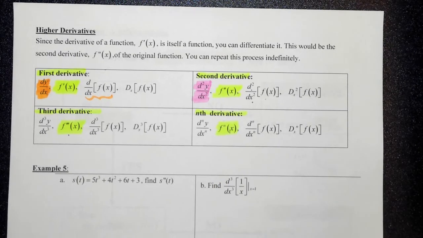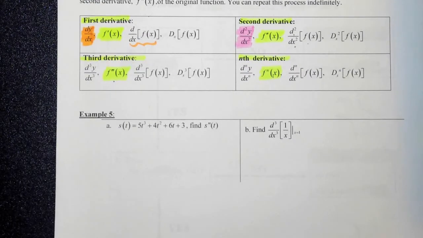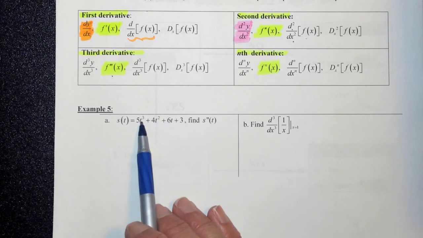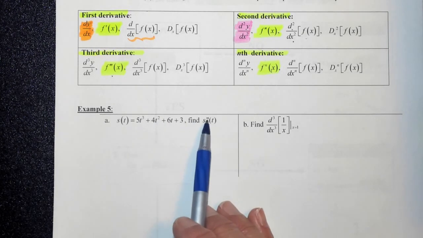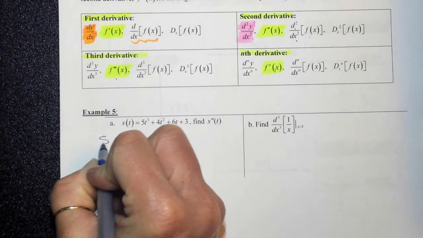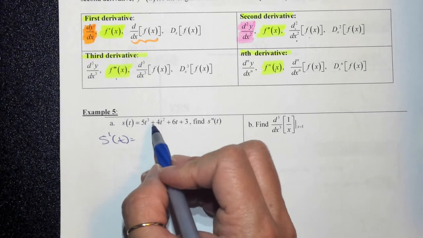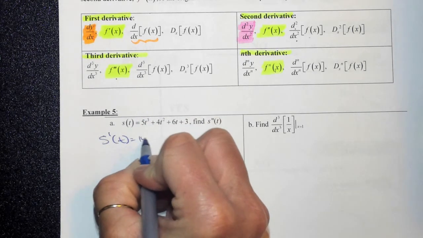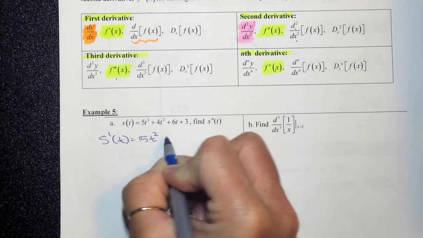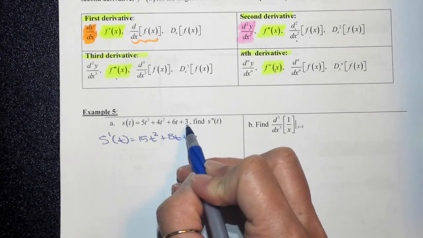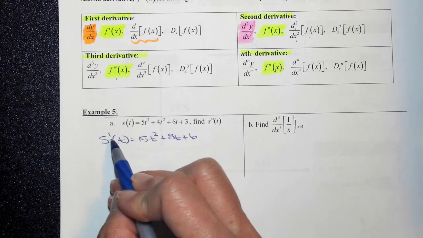So I'm going to show you one example here, and then you would end up doing one of these on your own. So here it's giving you the position function as a cubic function. So they want the second derivative. So in order to get the second, you have to take the first. So when you take the derivative, it's 5 times 3, which would be 15t squared, plus 8t, plus 6, because remember the derivative of a constant is 0. So this is the first derivative.